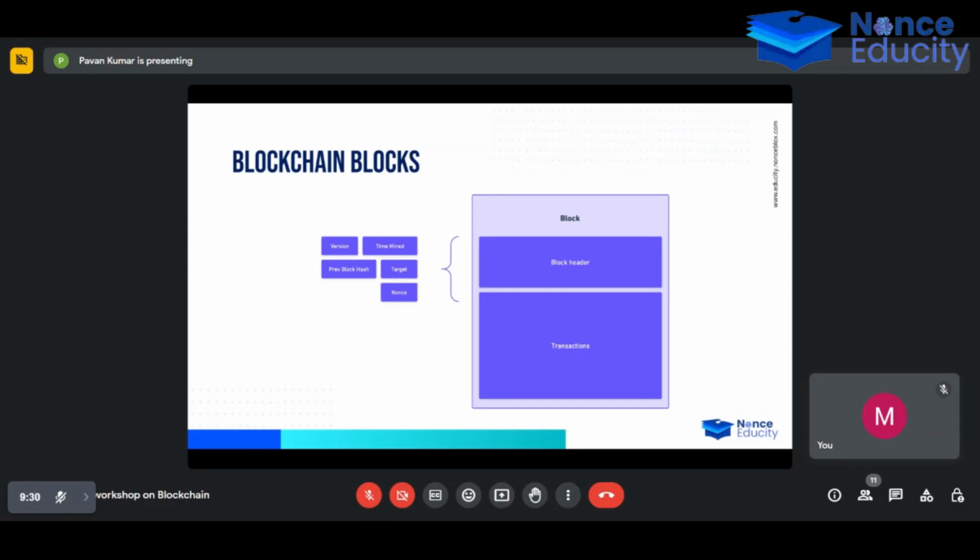Okay, and the transaction below is nothing but a group of transactions. So every block will include a bunch of transactions inside.